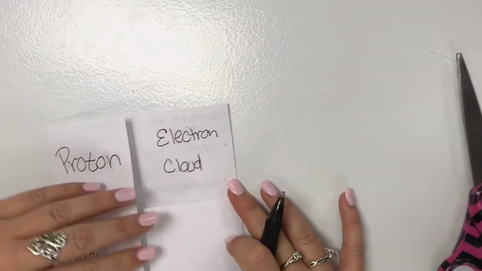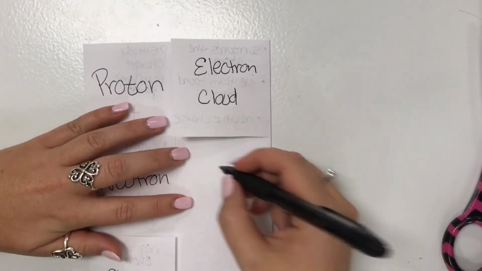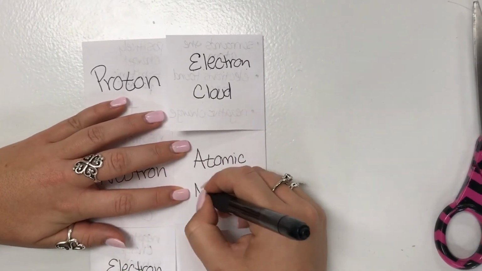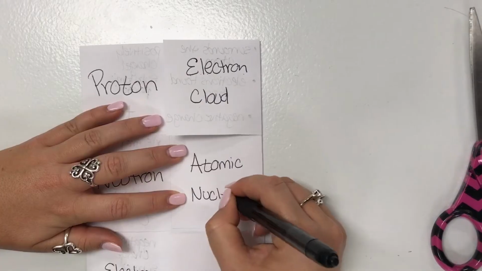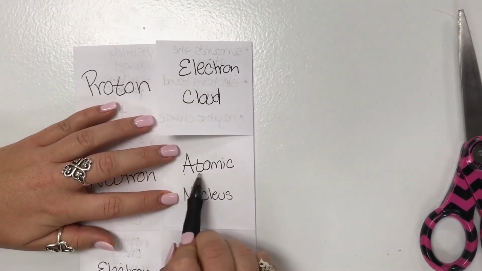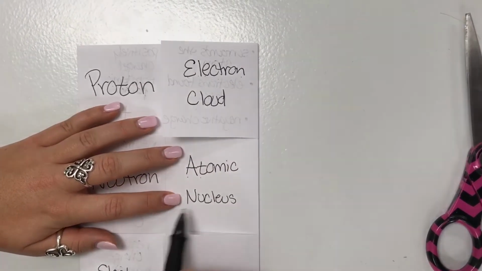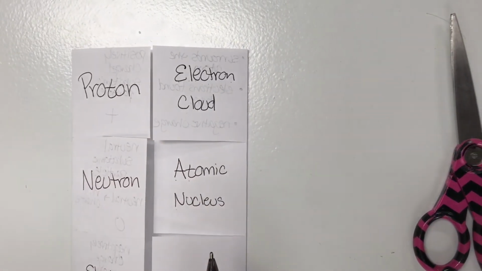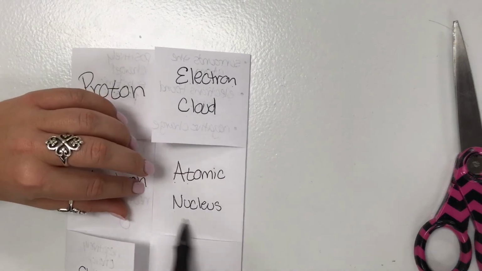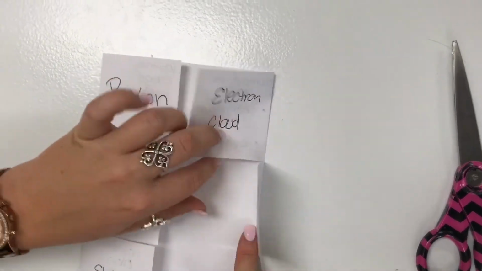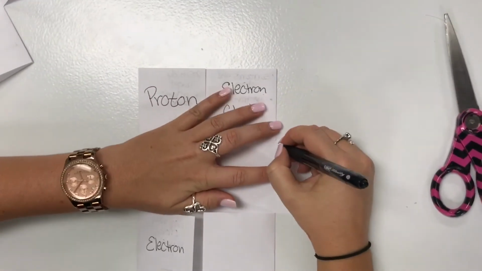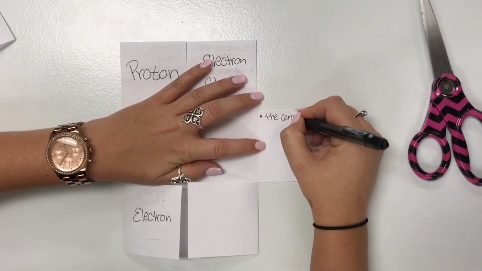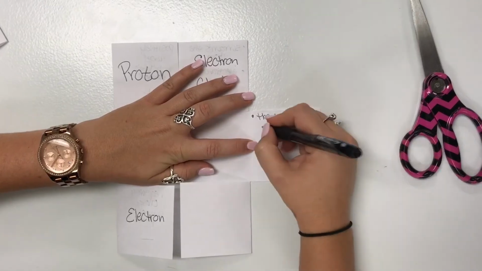Next one. We're going to move down here to the middle on the right. This is the atomic nucleus. ATOMIC, NUCLEUS. Nucleus should sound familiar from last year whenever you learned about cells. So just like the nucleus in a cell, the atomic nucleus is the center of the atom.